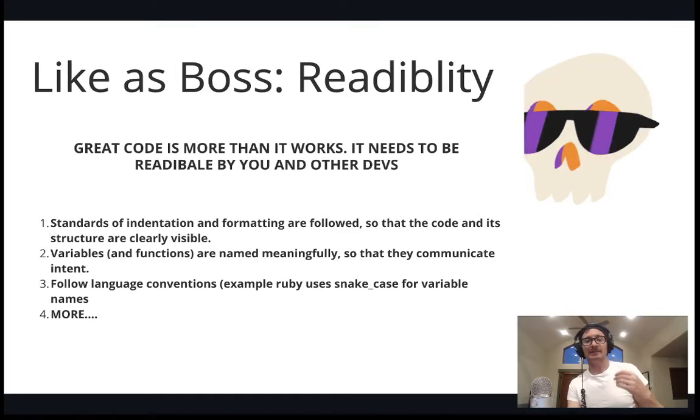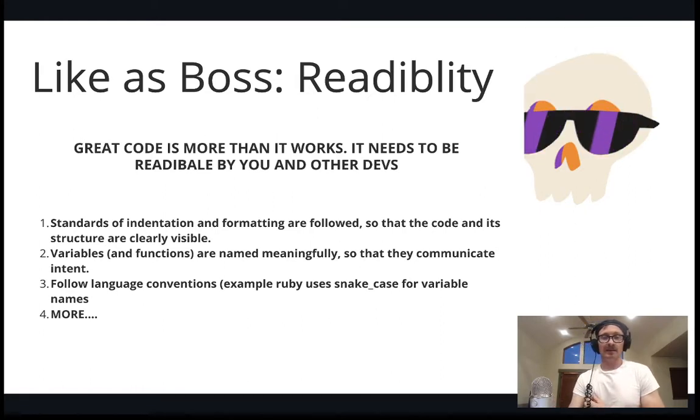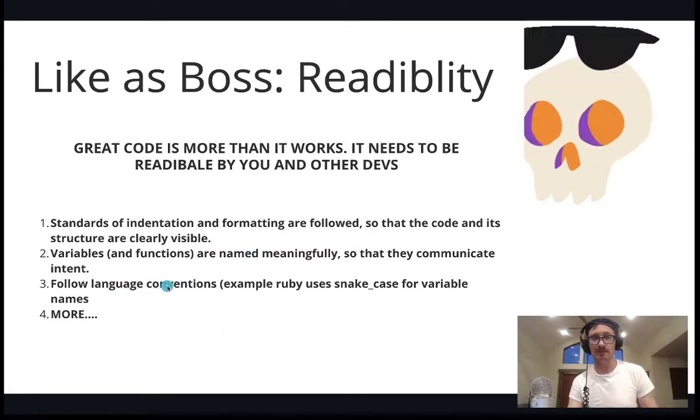So this is bringing up the concept we're going to be talking about: code readability. Great code is more than just code that works. It needs to be readable by you and other devs. This includes things like consistently indenting and formatting your code, naming variables and functions meaningfully, and also following language conventions.